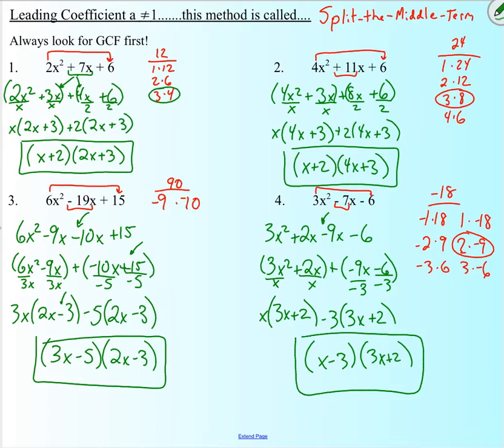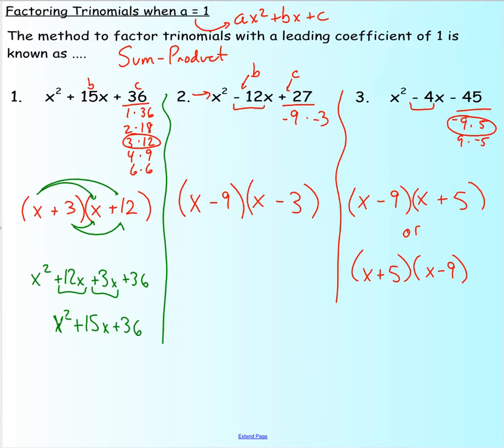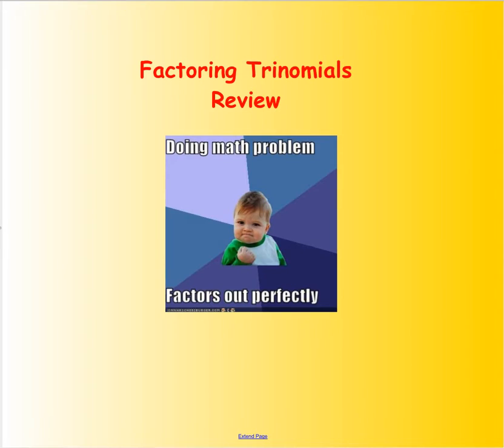So, depending on whether your lead coefficient is a 1 or something else, that will determine which method you use. If your lead coefficient is something other than 1, use split the middle term, or it's just as simple as sum product if your lead coefficient is 1. So those are the methods you need to know to factor trinomials.